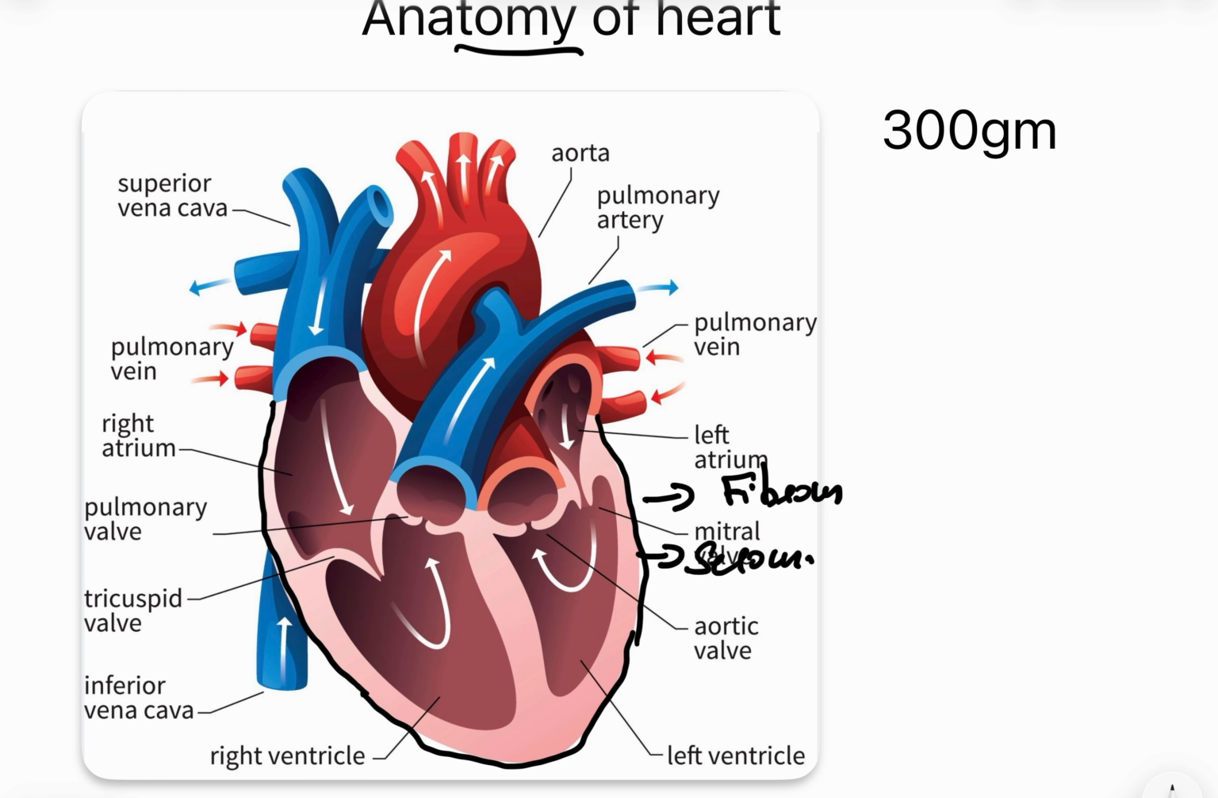Okay, so the outer layer of the heart is a fibrous layer and the inner layer of the heart is a serous layer.